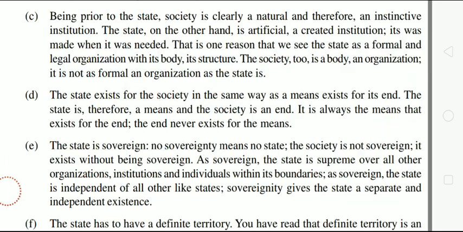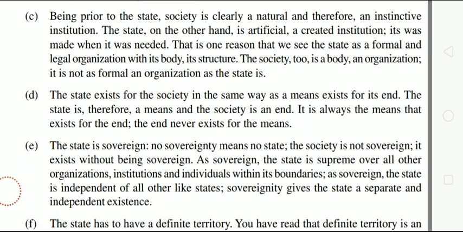C. Being prior to the state, society is clearly a natural and therefore an instinctive institution. The state, on the other hand, is artificial, a created institution. It was made when it was needed. That is one reason that we see the state as a formal and legal organization with a body, with structure. The society, too, is a body, an organization. It is not as formal an organization as the state is.